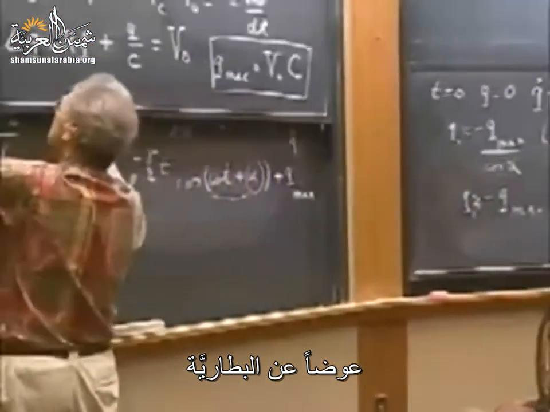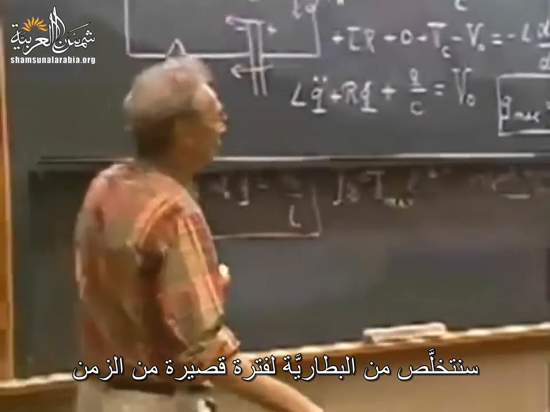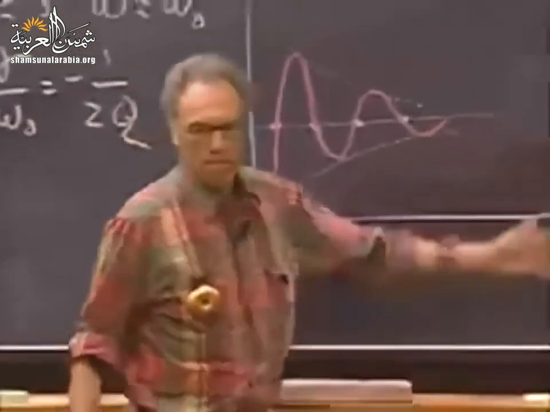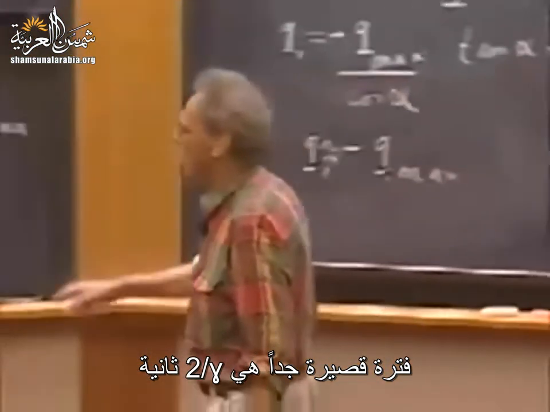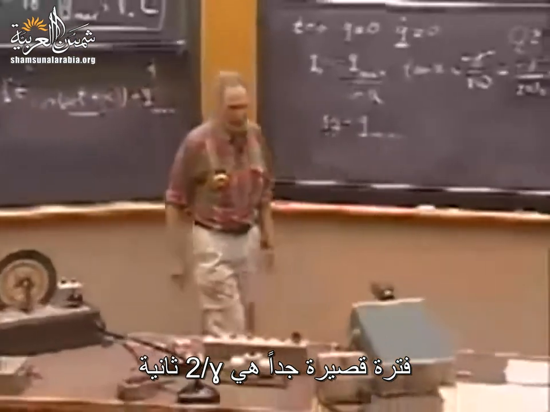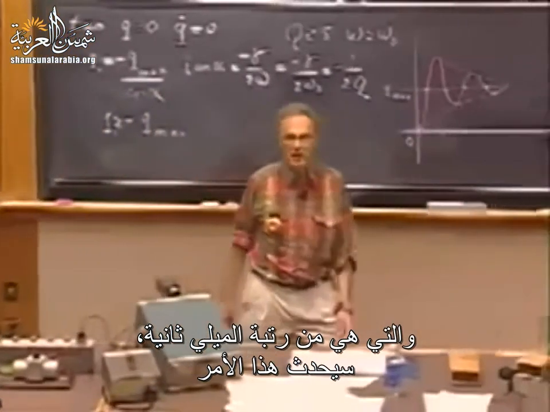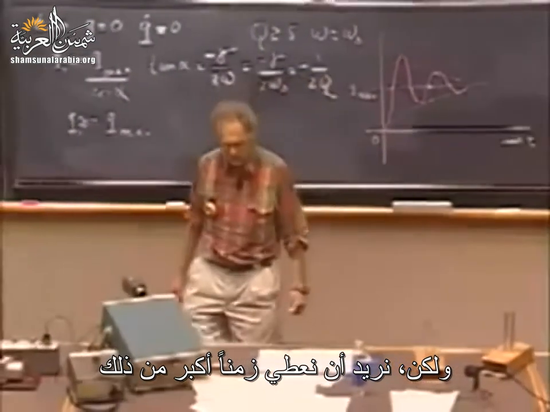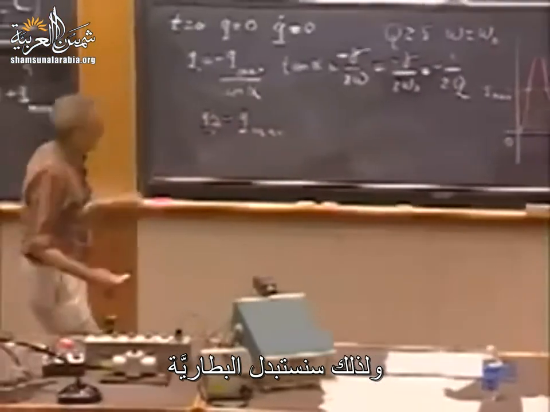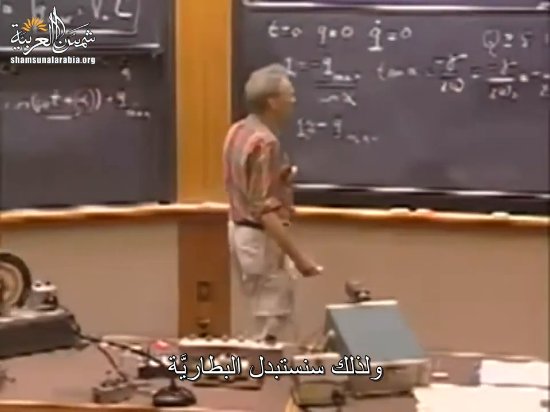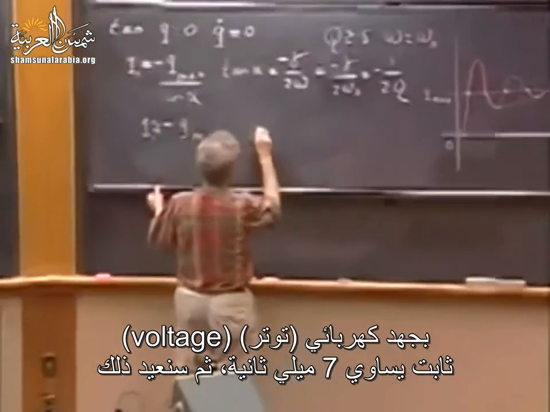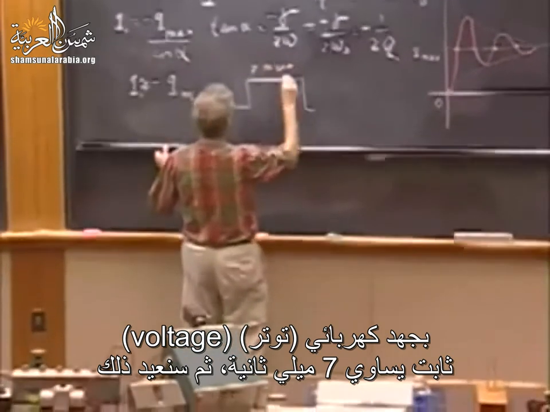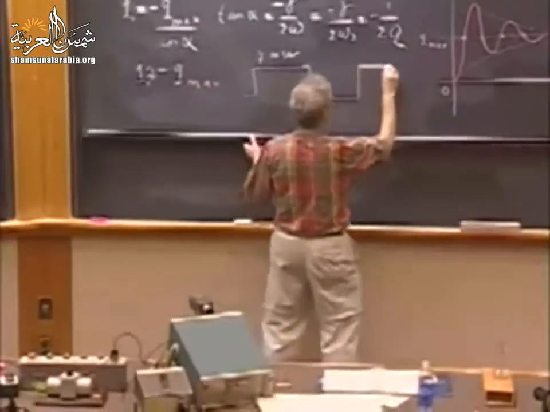Instead of having a battery and throw the battery, in which case you would only, for an extremely short amount of time, for an amount of time which is roughly 2 divided by gamma seconds, which may only be milliseconds, see this thing. But we want to give you more than a few milliseconds. And therefore what we do, we replace that battery by a constant voltage, and we repeat that.